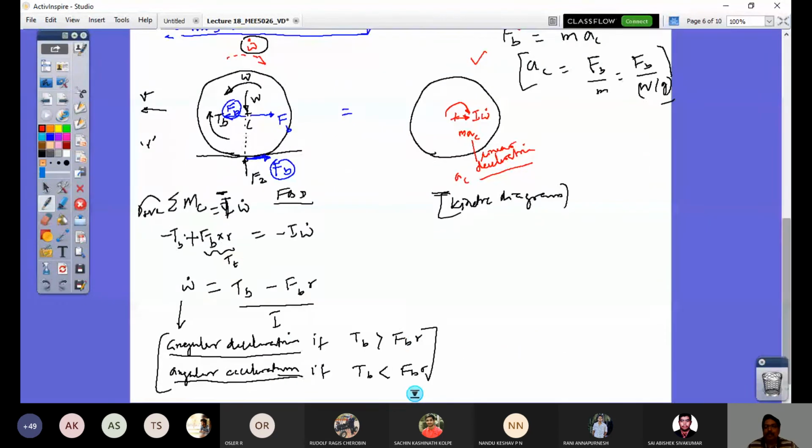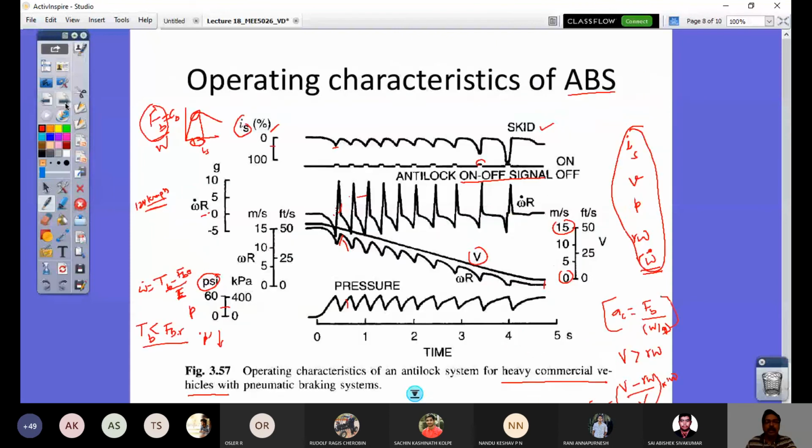Right? I think you understood the important working principle of your ABS connected with the free body diagram that you have drawn. Additionally, you have understood the necessary characteristics of this ABS. Everything is connected to the dynamics of your wheel.